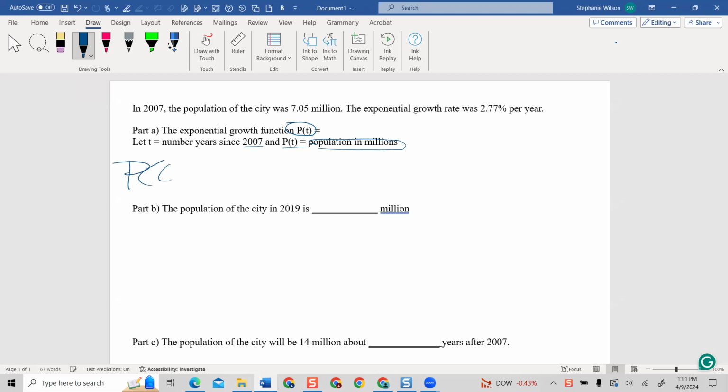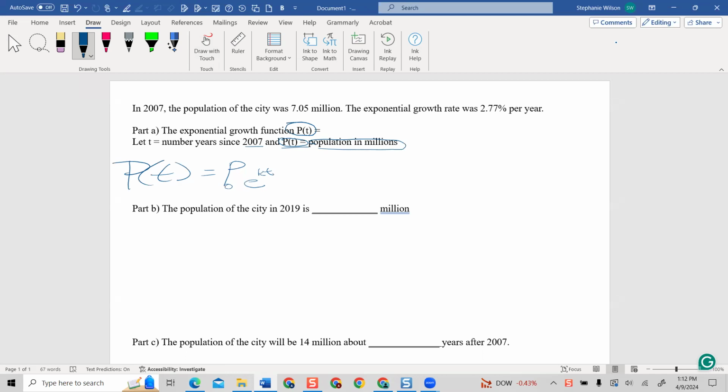So I got P of t is equal to P initial, so population initial. So that's what we're going to let P represent. And times e raised to our k, our constant, times t, time. So again, P of t, where that is our function notation, P is representing the function as population, and t is the number of years since 2007. k is my constant. So now we got our formula, or our function notation.